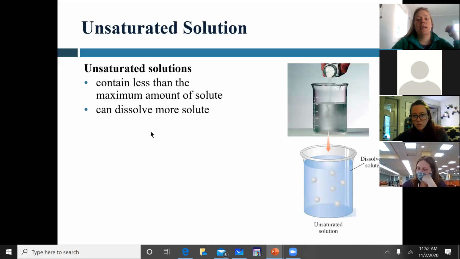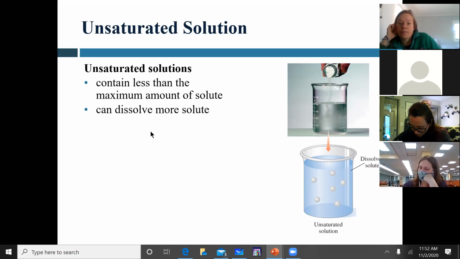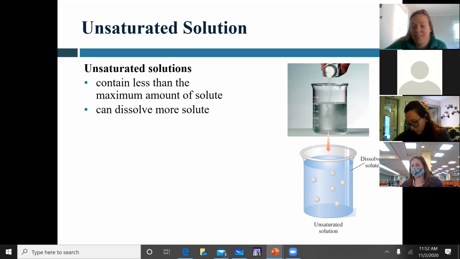So an unsaturated solution will contain less than whatever the maximum amount of solute is. So let's say you can dissolve 36 grams of salt in 100 grams of water. Well, unsaturated would be anything less than 36 grams, 35.5, 35.9, 1 gram, 2 grams, whatever, anything less than that. It means that there's still room to stick more of the solute in.